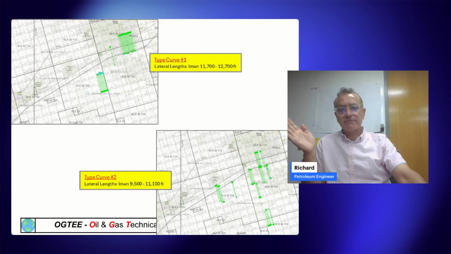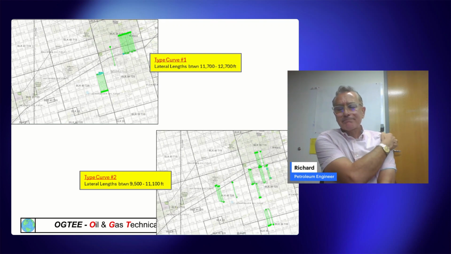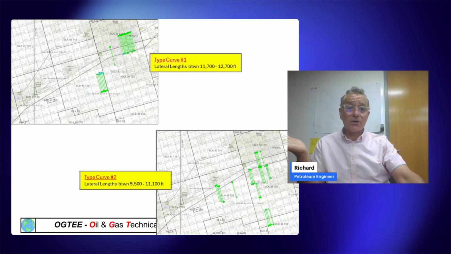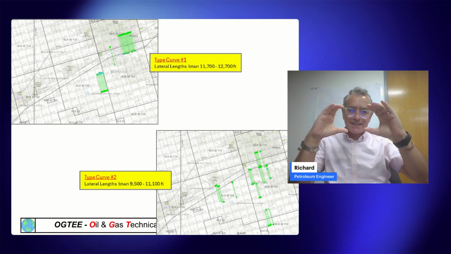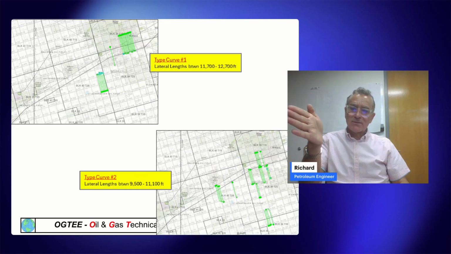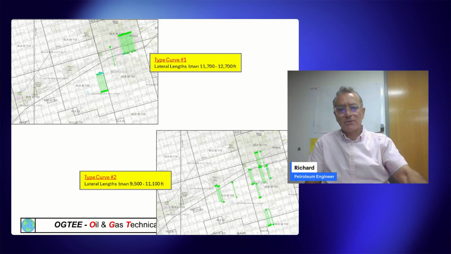Now, from the perspective of what they look like on the map, the type curve number 1, which are the wells that are longer, versus the wells that are a little bit shorter in that 100 square mile area. These are the well bores that target that 100-foot TVD interval between approximately mid-2021 to mid-2024, and those horizontal lengths.